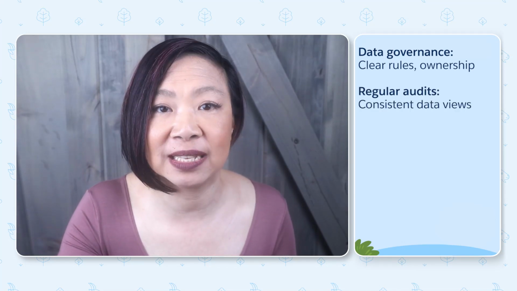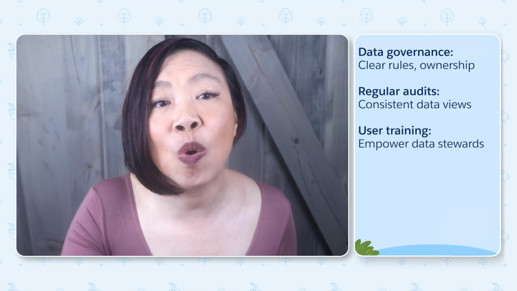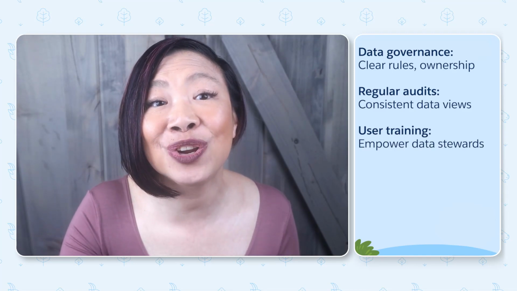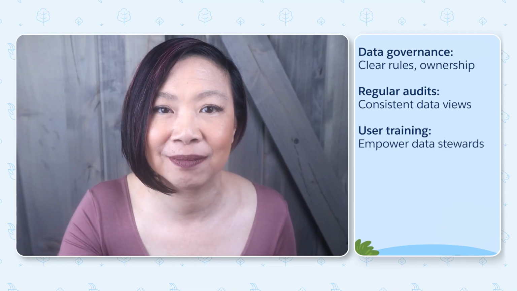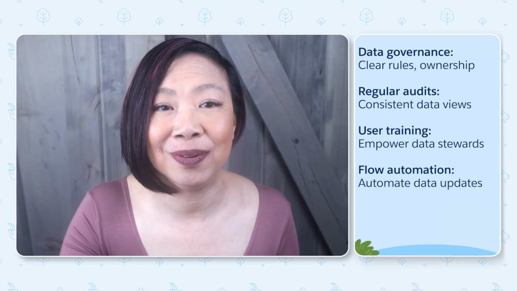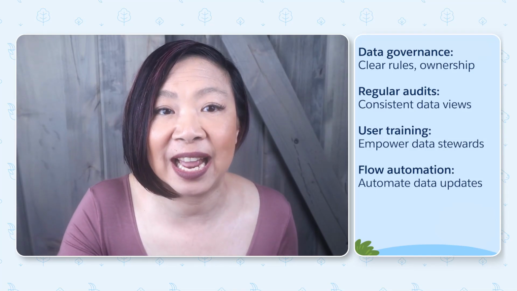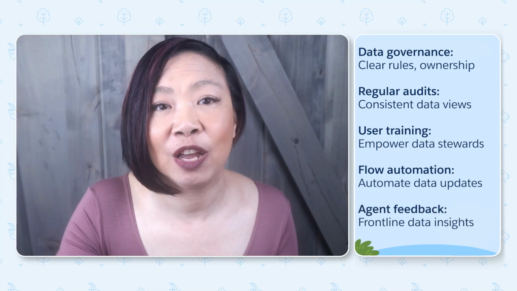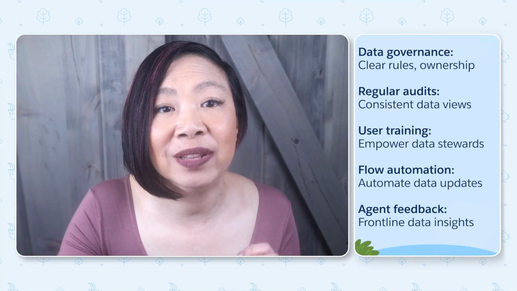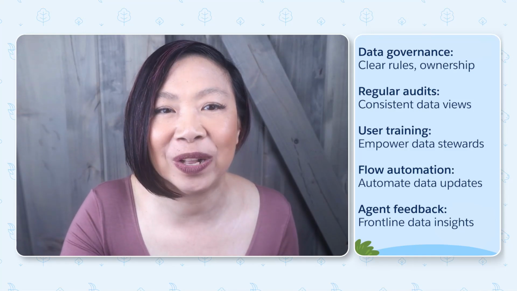Conduct regular audits. Use those list views and reports and find problems early and fix them fast. And you want to train your users. Teach your users because they're your first line of defense against bad data. And you know I love Flow. So automate, automate, automate. Flow keeps your data consistent and up to date. And get your agent feedback. Your service agents know the data and work with the data every day. So get their input. They know what's wrong.